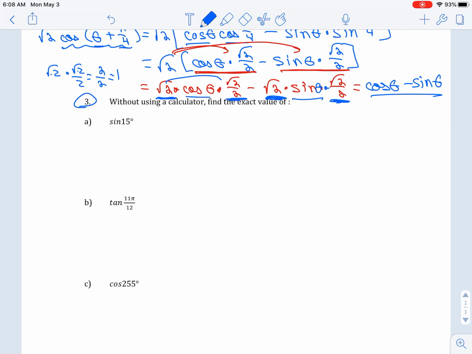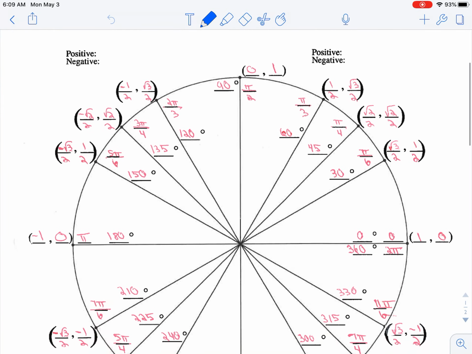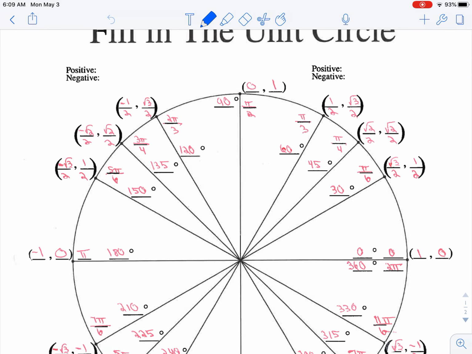It says, without using a calculator, find the exact value of, first, the sine of 15 degrees. If you think about your unit circle, we can see that 15 degrees is not one of the special angles that we have on our unit circle. It doesn't mean that 15 degrees isn't here. It certainly is, it's right in here. But we haven't worked out what the ordered pair is that goes with that.